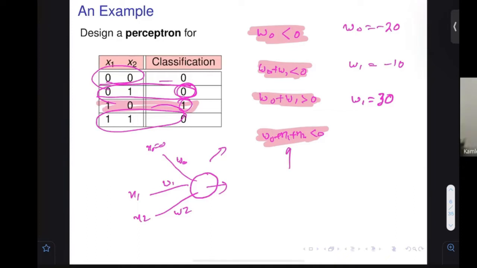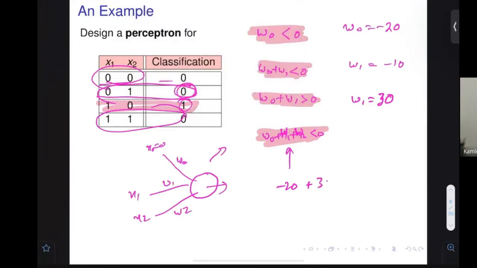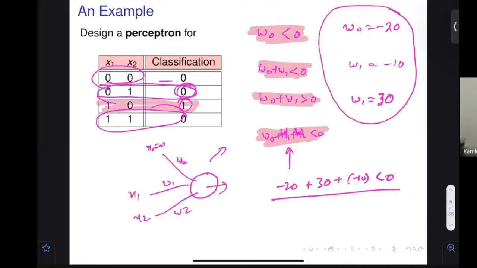So using the third equation, w0 is equal to minus 20, plus w1 is 30, plus w2 is minus 10. What is the value? It should be less than 0, so I'm right. This condition is actually verified. It is correct, so I have no problem. So this is going to be one solution for this.